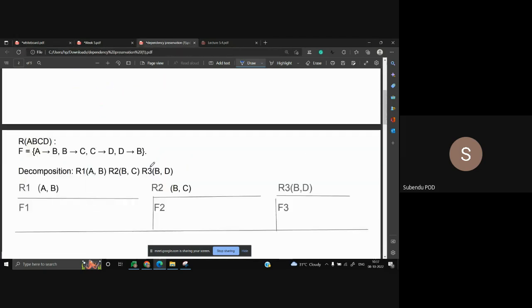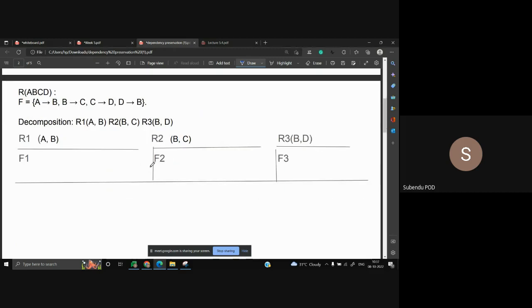So we'll see another example. A, B, C, D is given, and the functional dependencies given: A determines B, B determines C, C determines D, and D determines B. The decomposition is into three tables: R1 AB, R2 BC, and R3 BD table. So you have to check whether this child table decomposition is dependency preserving or not.